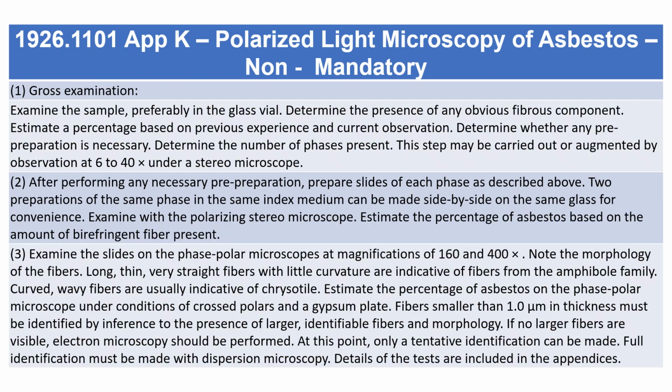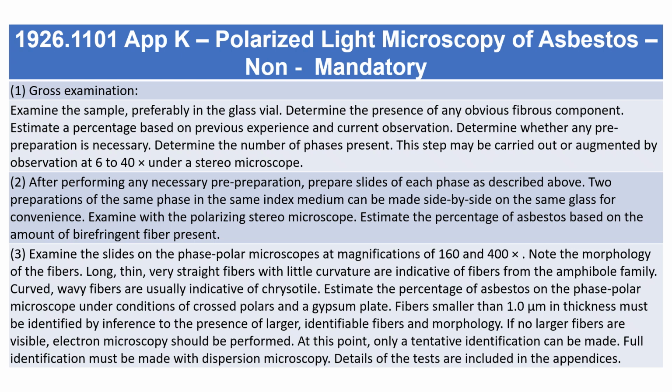1. Gross examination. Examine the sample, preferably in the glass vial. Determine the presence of any obvious fibrous component. Estimate a percentage based on previous experience and current observation. Determine whether any pre-preparation is necessary. Determine the number of phases present. This step may be carried out or augmented by observation at 6 to 40 times under a stereo microscope.